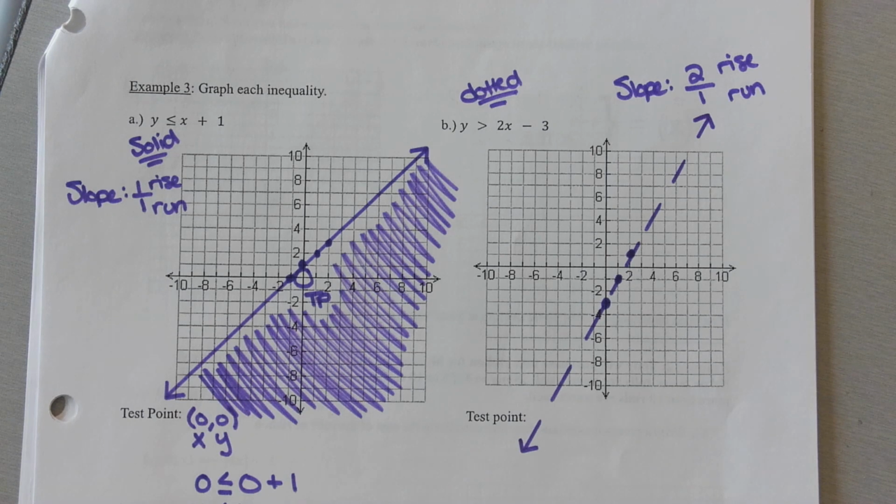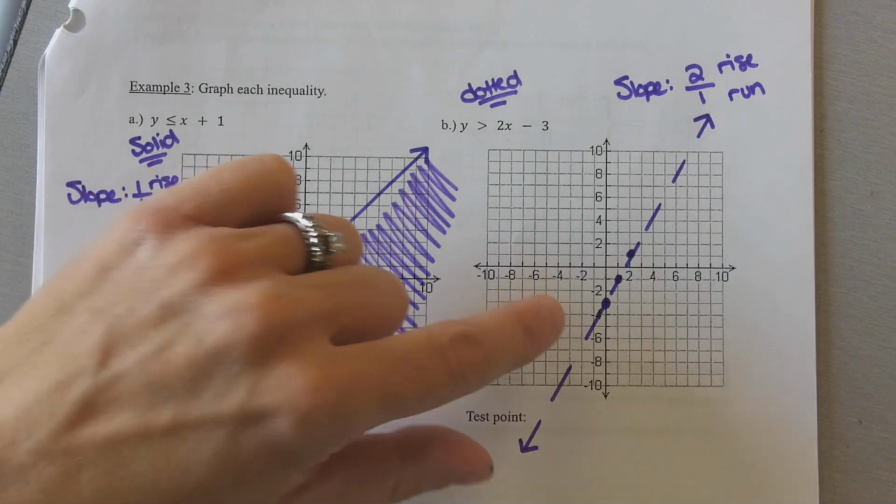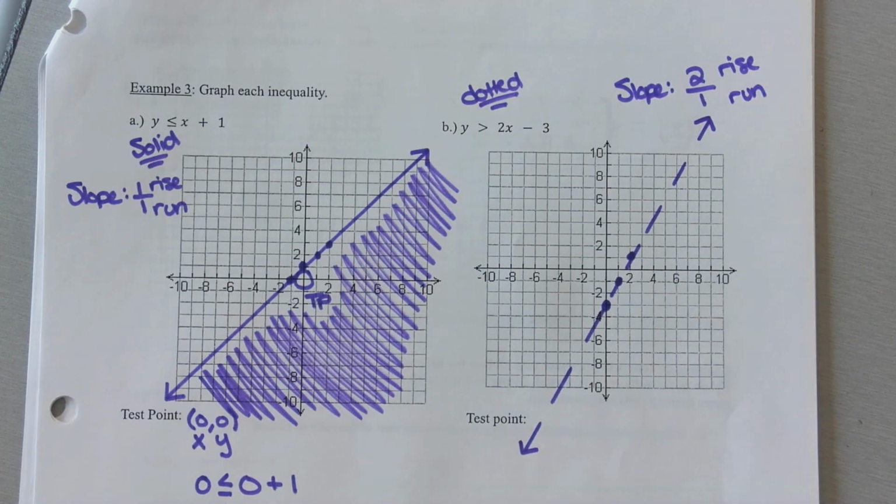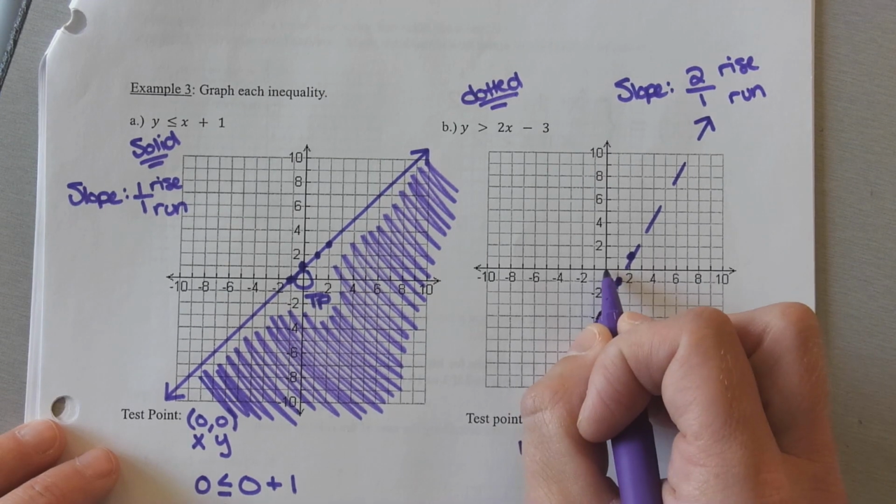Alright, I'm gonna pick a different test point this time, because 0, 0 isn't always an option, so I'm gonna pretend like it's not an option. Do you see how it is an option? Do you agree with me? Like I could use it? Okay, I'm gonna pretend it's not an option just to show you that you can pick any point you wanna pick. So, I'm gonna actually pick something down here.